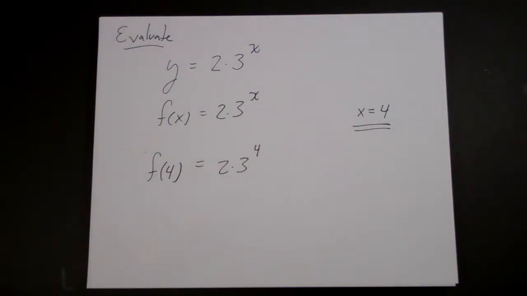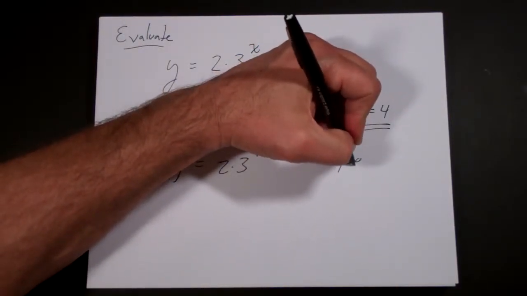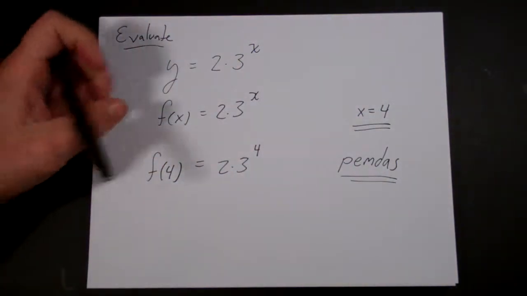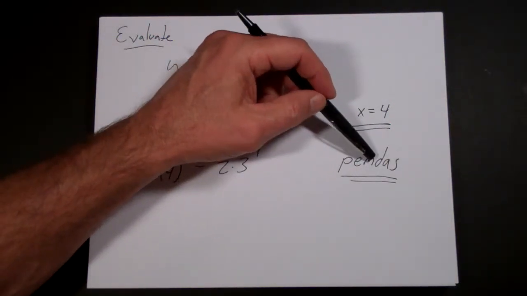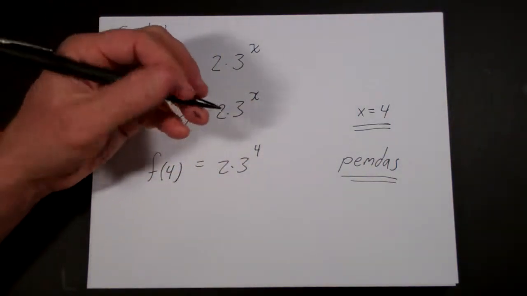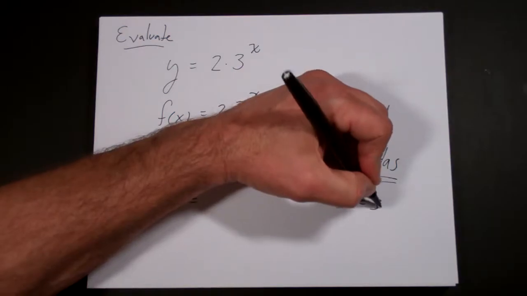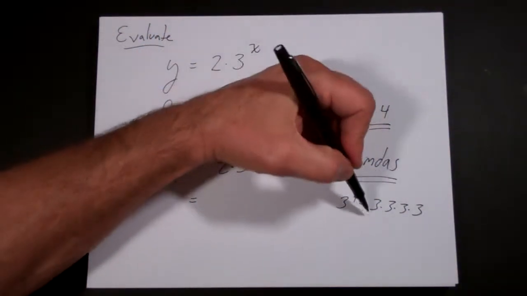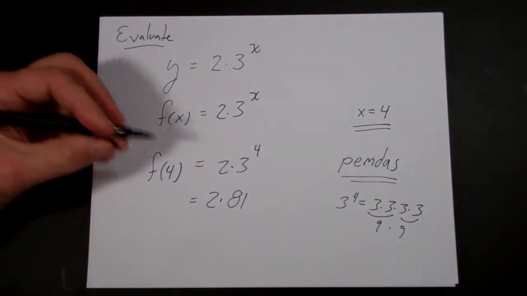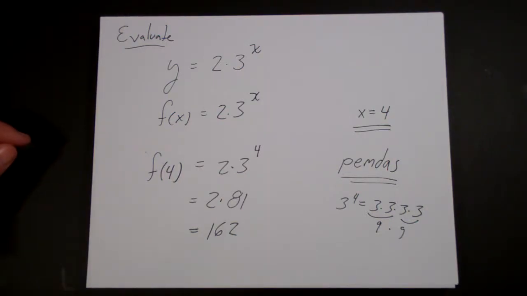Now at this point, when you're evaluating, what you have to be careful of is the order of operations. Most people learn it under some kind of acronym, PEMDAS, or please excuse my dear Aunt Sally: parentheses, exponent, multiply, divide, add, and subtract. We have multiply here, and we have exponents. Exponents come first, so we do 3^4 first. 3^4 is 3 times 3 times 3 times 3. 3 times 3 is 9, 3 times 3 is 9. That's 81. So you have 2 times 81, and then you have 162. That's how you evaluate an exponential function.